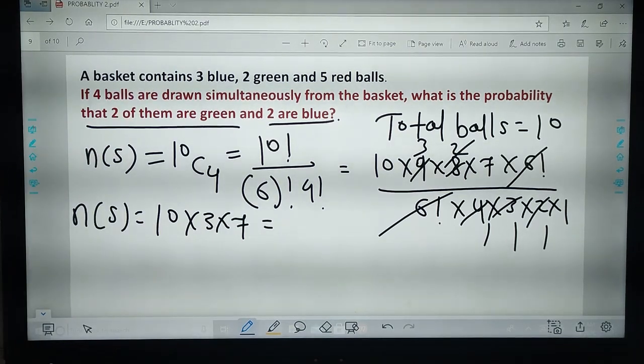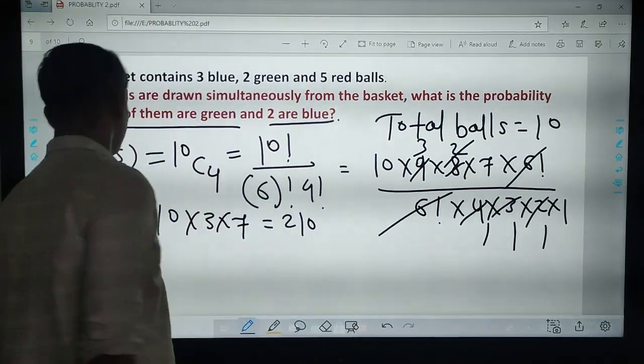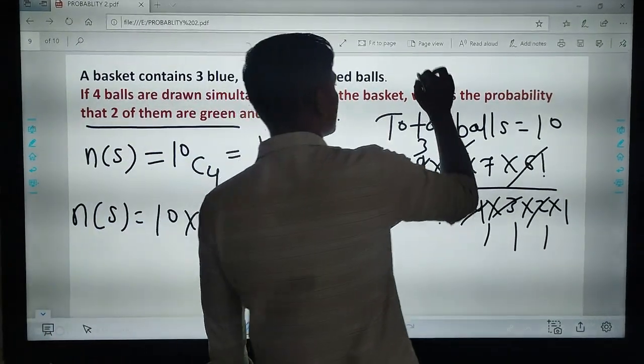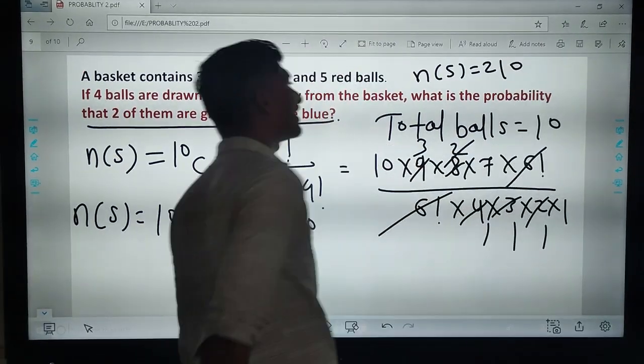10 into 3 into 7, that is 210. Then the value of N of S is equal to 210.